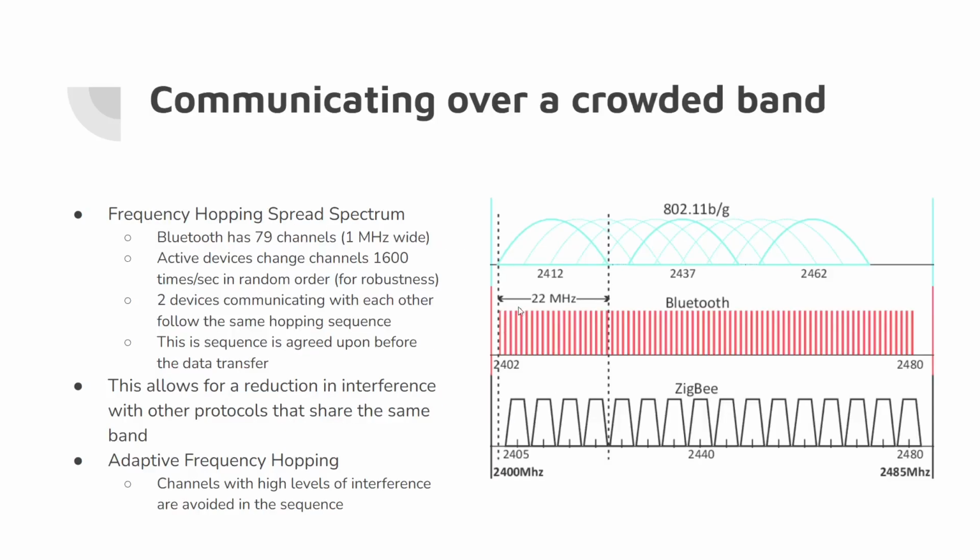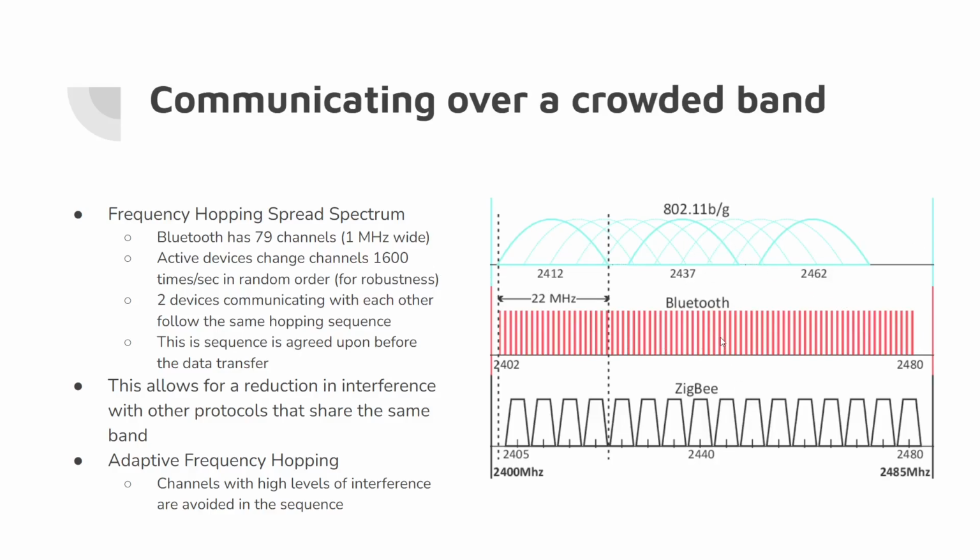Okay. So now getting a little more specific, the protocol transmits by doing something called frequency hopping spread spectrum. And we're looking at Bluetooth Classic here, by the way. It's just an easier way to think about it, I think. But basically, each device changes channels 1,600 times in a second in random order for robustness. Because if you look at this 2.4 to 2.485 band, there are 3 major protocols that operate in this band.